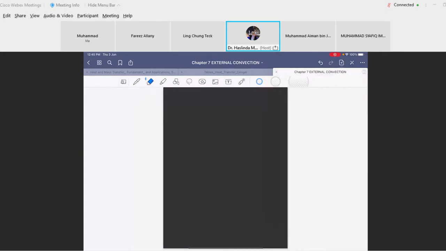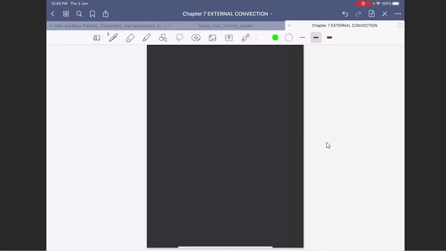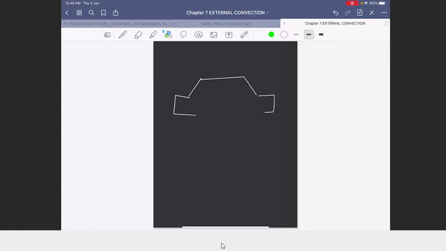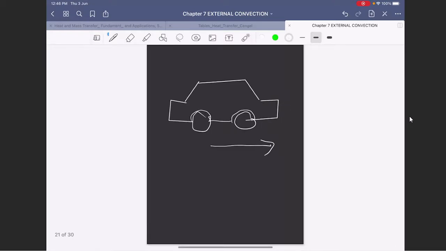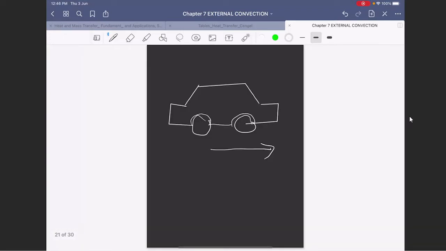Okay, now I draw a car. So saya not a good artist, tapi I try my best. Okay, this is your car. Masa kecil this is the way I draw a car. Okay, this is your tire. So your car moving in this direction, with the speed of 80 kilometer.